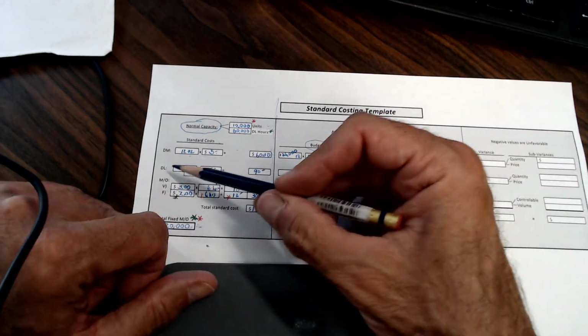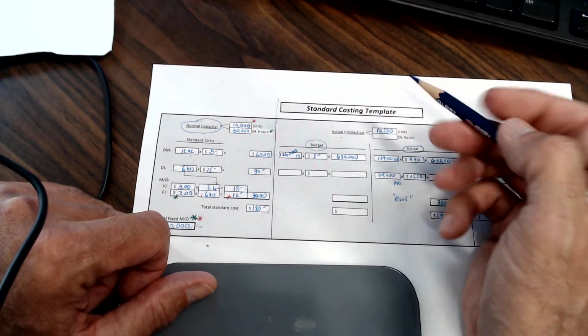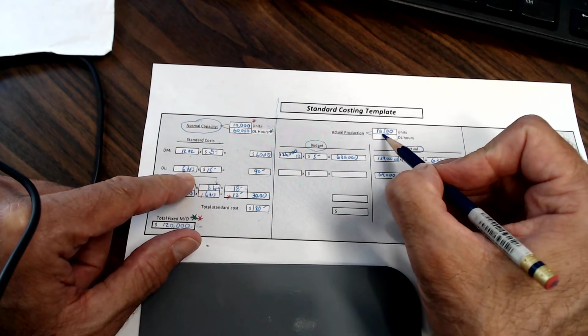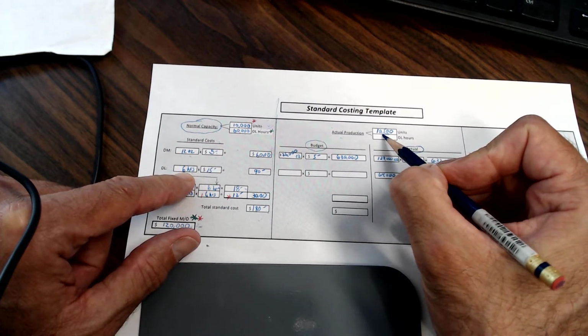Labor, we're going to do the exact same way. It should have taken 6 hours to make one unit. How many hours should I have expected to make 10,500?